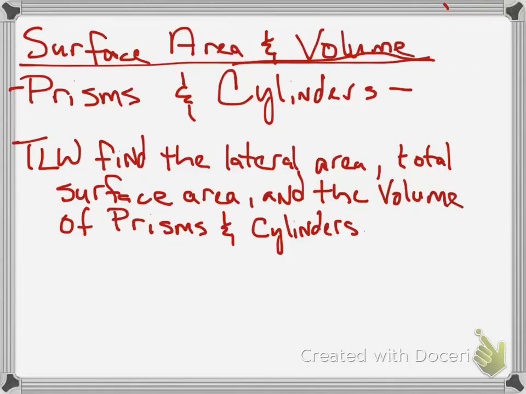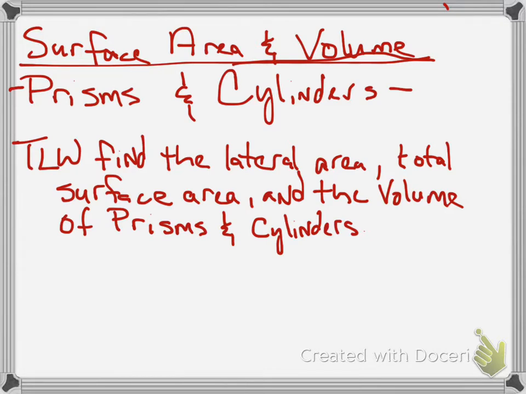All right, here we go. We're going to talk about surface area and volume of prisms and cylinders more specifically. So on this one, what we're going to try to do is find the lateral area, the total surface area, and the volume of the cylinders. Prisms and cylinders, sorry. And I'll talk about what each one of those are in a minute.